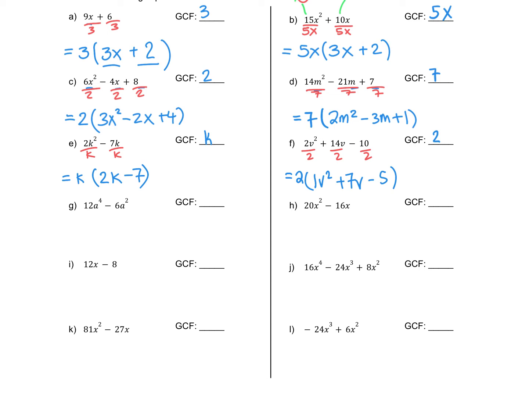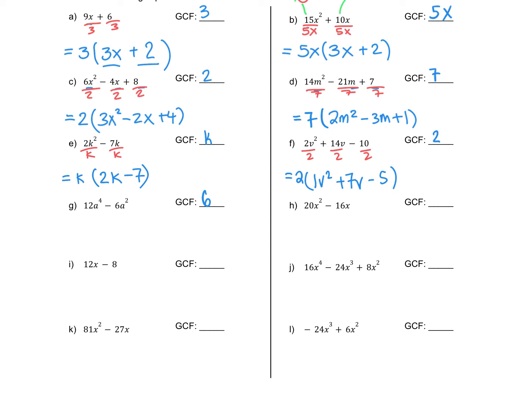All right, so between 12 and 6, they're both divisible by 6. Now, technically, they are also both divisible by 2 and by 3, but this is called a greatest common factor, so you have to take the greatest number they have in common. If you wrote 2 and 3, it's not that you would necessarily be wrong, but you would not have fully factored.